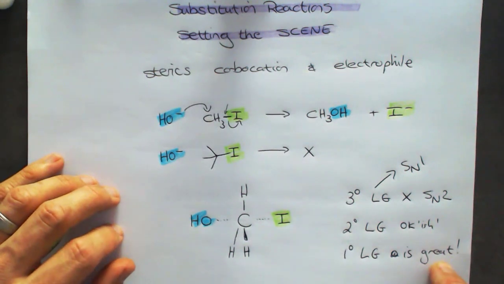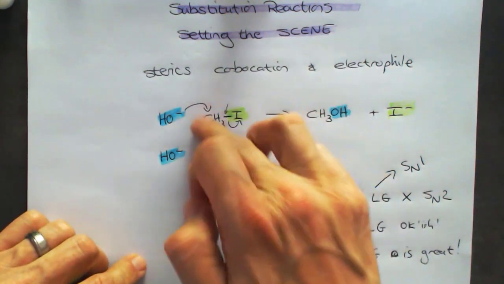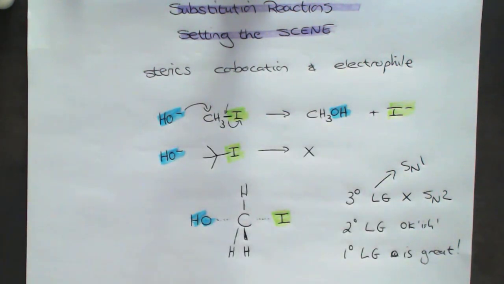And a primary leaving group is almost certainly going to be an SN2 reaction because there's a lot of space over here. There's a lot of space for you to be able to get a nucleophile into.